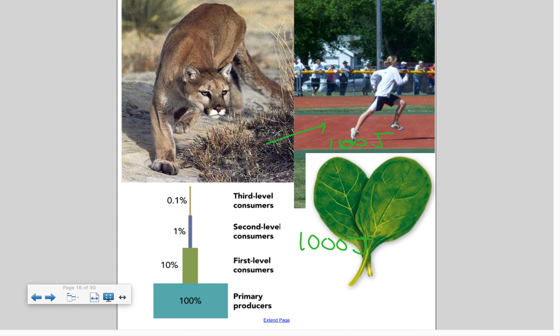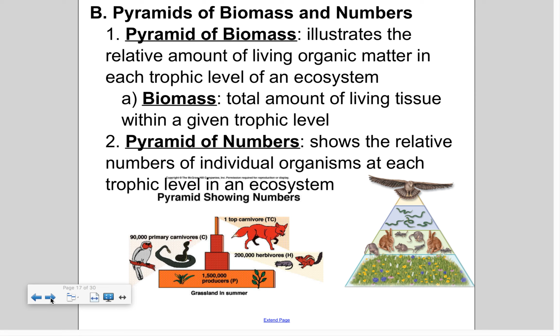Okay, two other pyramids, I should say. Pyramids of biomass and pyramids of numbers. Now, biomass means that if you were able to weigh the organic matter of each trophic level in an ecosystem, that would be your biomass, the total amount of living tissue within a given trophic level.